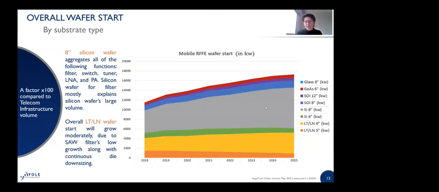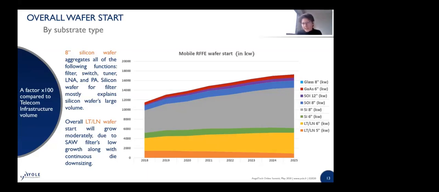And the high growth you will see for the silicon-based wafers, so either 6-inch or 8-inch, and silicon in fact aggregates all the following functions: filter, switches, tuner, LNA, PA. And the filter, in fact, mostly explains this growth envisaged for the silicon wafers with high filtering functions such as FBAR, so bulk acoustic resonator, and IHP SAW-based devices.